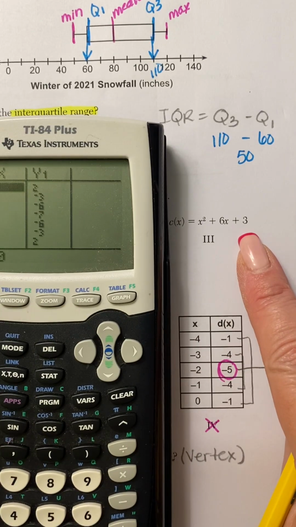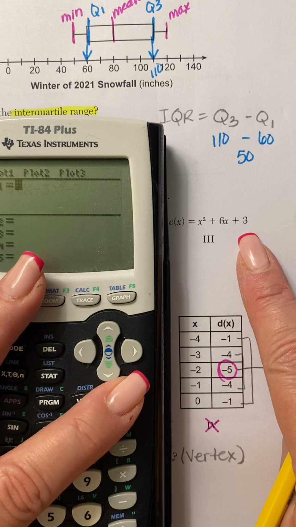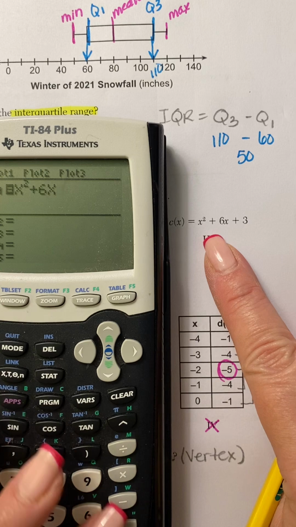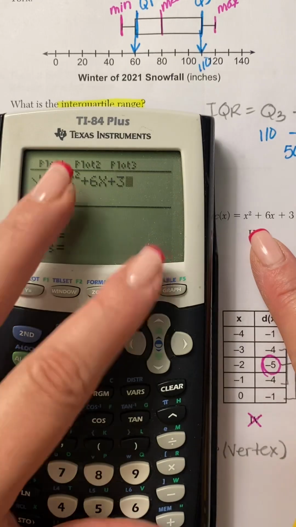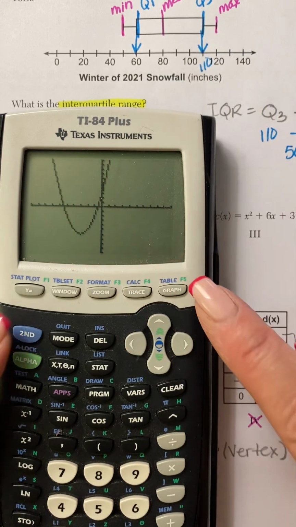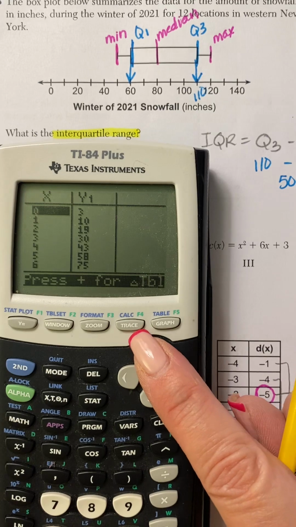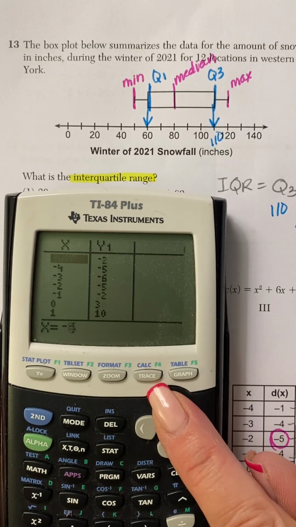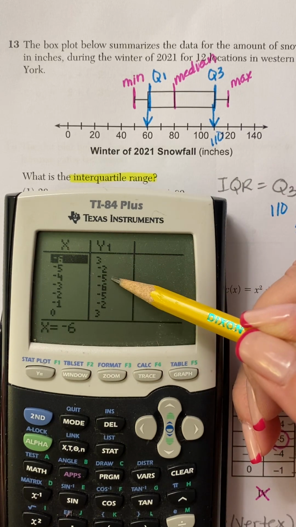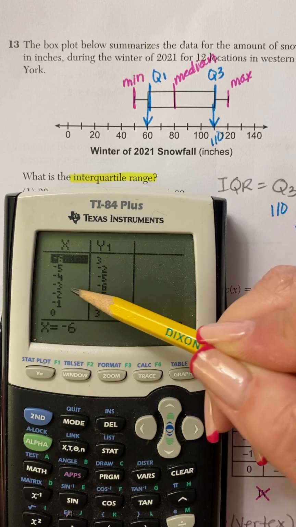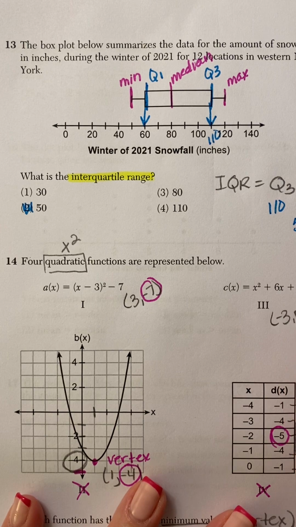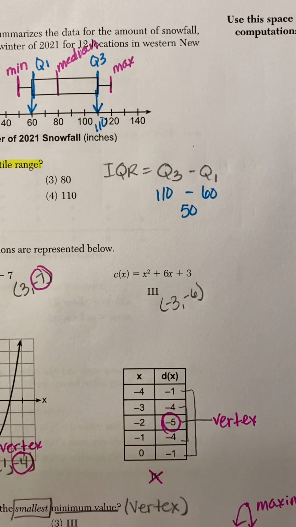Okay, this one has a shift of up 3. Y equals, clear, x squared plus 6x plus 3. Graph. There's my vertex in the negative zone. Second graph. Find the vertex. We have to go into the negative zone. Okay, match. 3, 3, -2, -2, -5, -5, -6, -3, comma, -6. Okay, so that's my vertex.